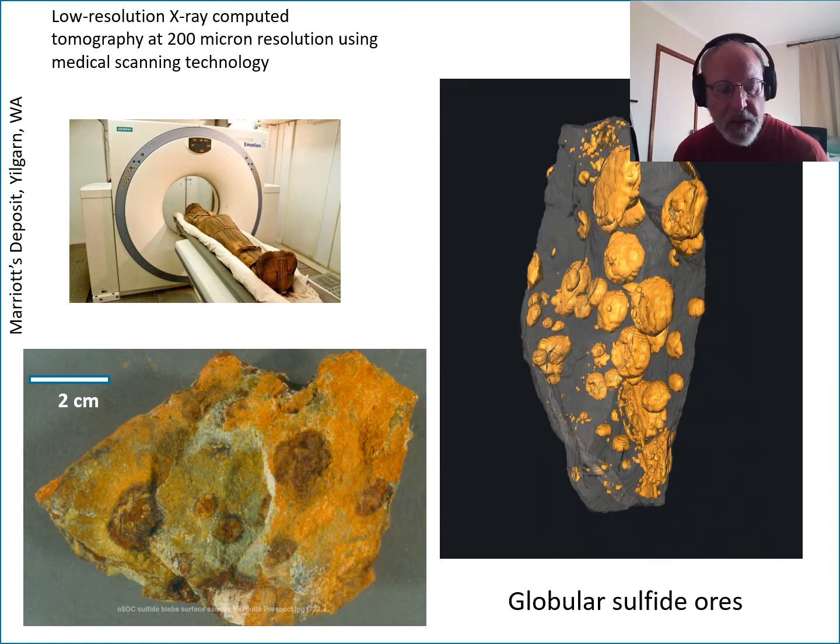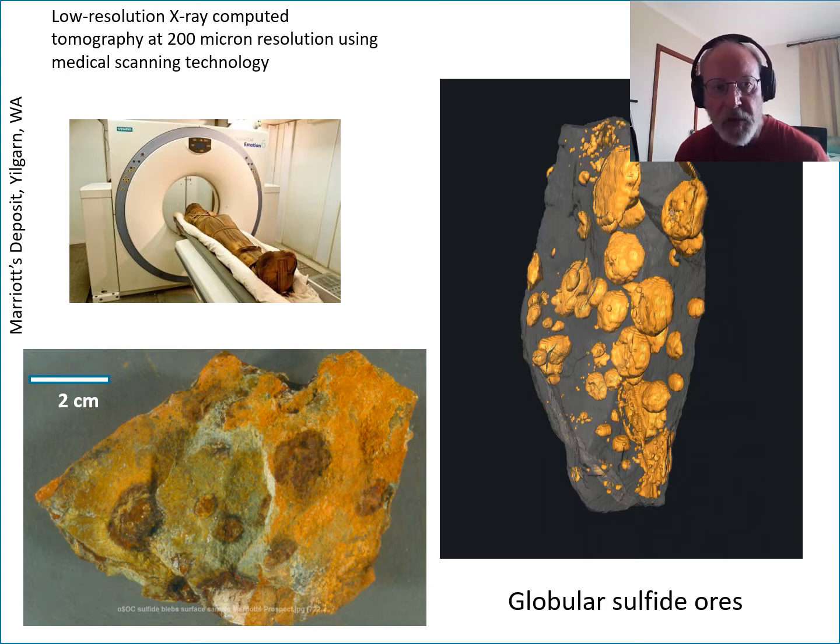This is a micro-CT image of a lump of disseminated sulfide ore from a komatiite in Western Australia. And these brown things you can see here in the hand sample, and these orange things that you can see here in the 3D image, are sulfide droplets. These are droplets of sulfide liquid that accumulated along with silicate crystals, usually olivine, in the rock.